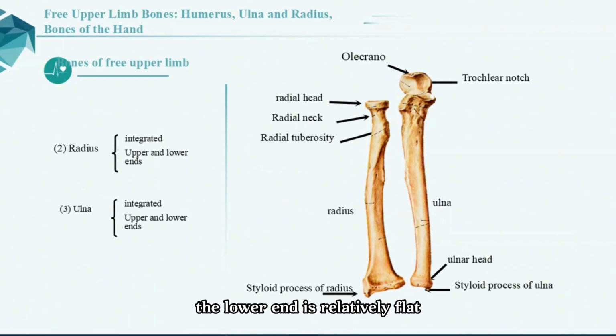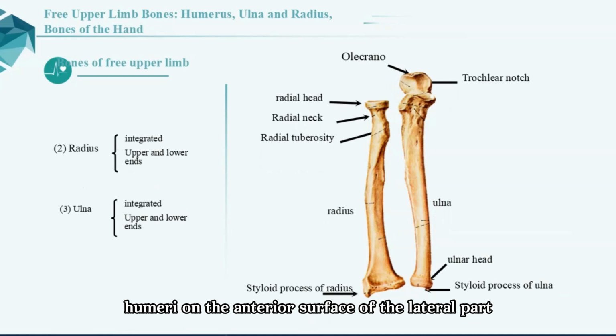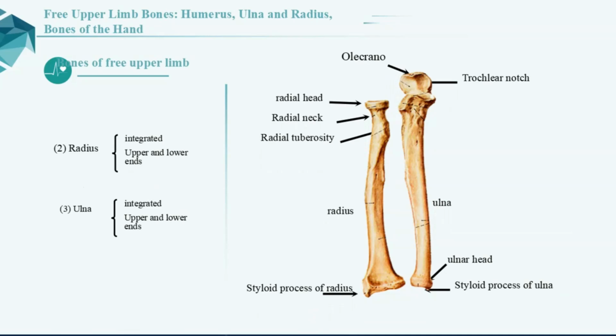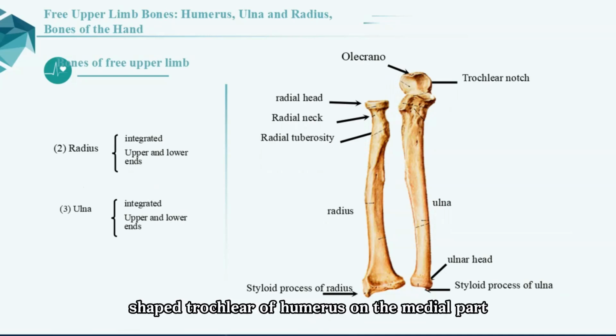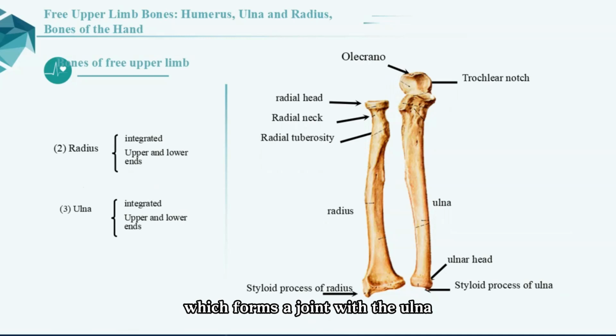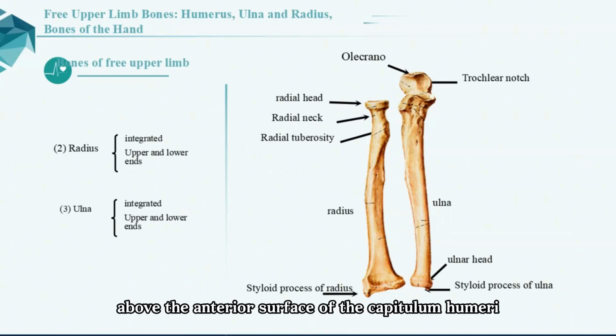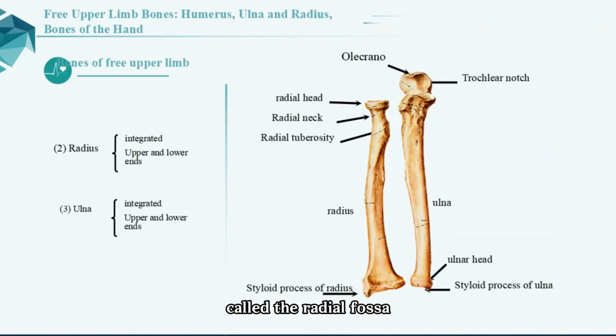The lower end is relatively flat. There is a hemispherical capitulum humeri on the anterior surface of the lateral part, which articulates with the radius. There is a trochlear-shaped trochlea of humerus on the medial part, which forms a joint with the ulna. There is a fossa above the anterior surface of the trochlea, called the coronoid fossa. There is a fossa above the anterior surface of the capitulum humeri, called the radial fossa.